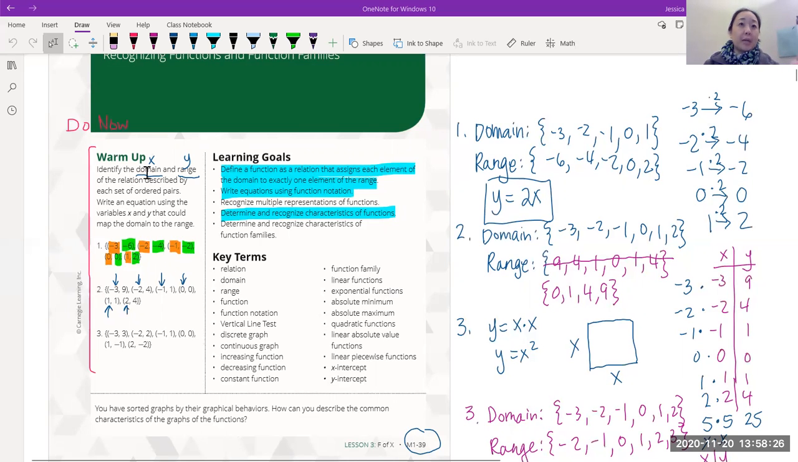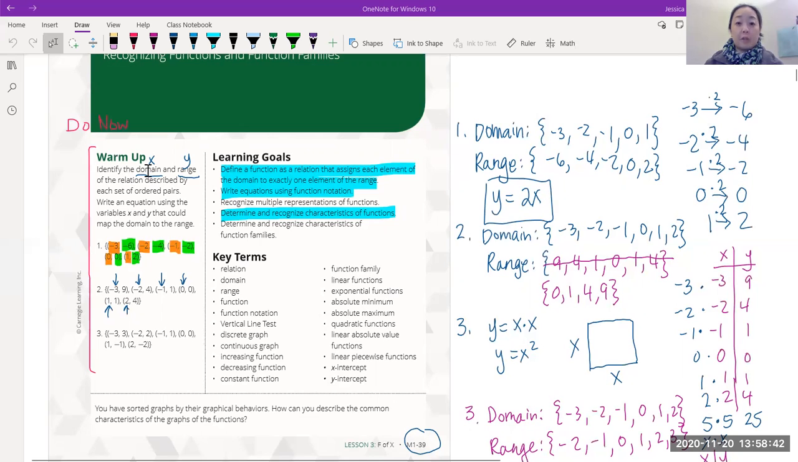All right, and if you look over here on the left-hand side, we have the warm-up, which was to identify the domain and the range of the relation described by each set of ordered pairs, and then we're going to write an equation that fits those ordered pairs. So we're going to find the rule like we've done before.